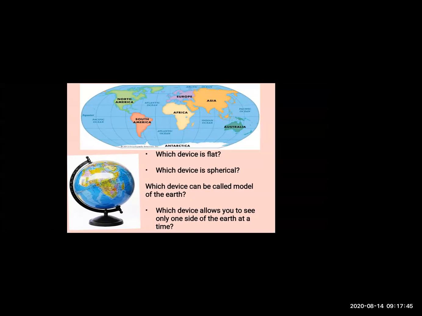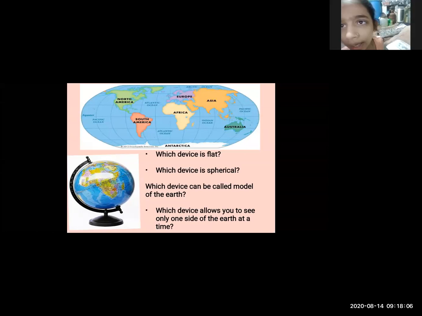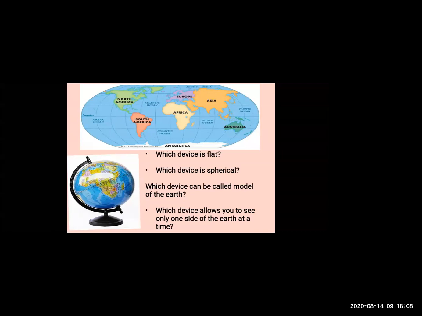Pooja, do you want to answer? I am unmuting you. Pooja, do you have an answer for this question? Which device allows you to see only one side of the earth at a time? Just give the answer. Is it a map or globe? Does the globe allow us to see one side, or does the map allow us to see one side of the earth at a time?